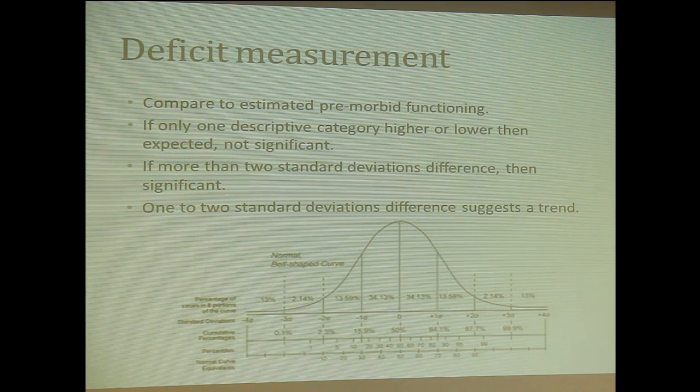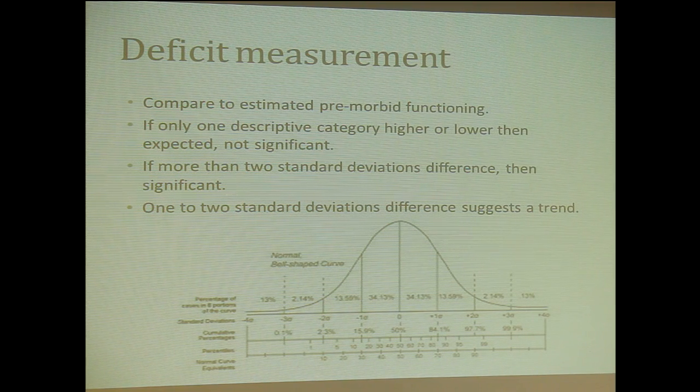Okay. Now, once you've done the tests, you've got the scores, you've chosen your norms, you need to then compare with the estimated pre-morbid functioning. You cannot assume everybody functions in the average range. So if somebody's functioning on your test in the average range, that only tells you something if you know what their pre-morbid abilities were.